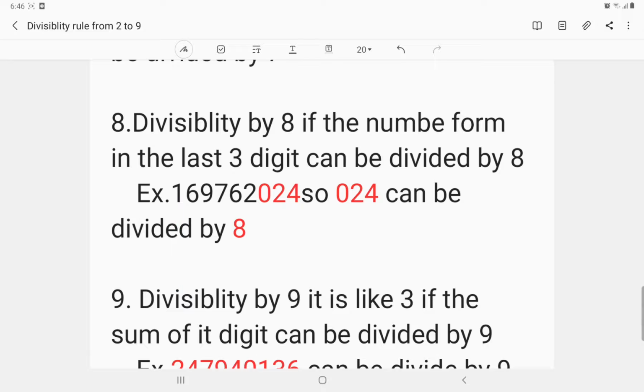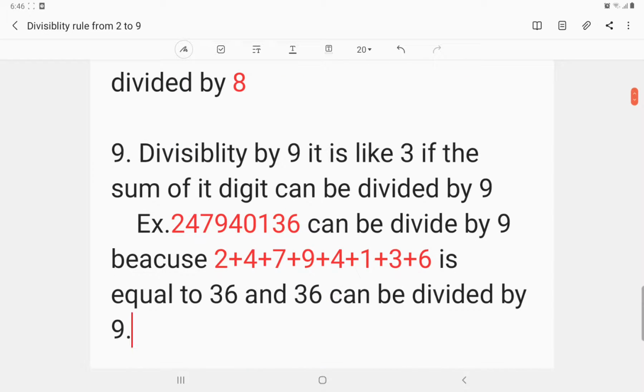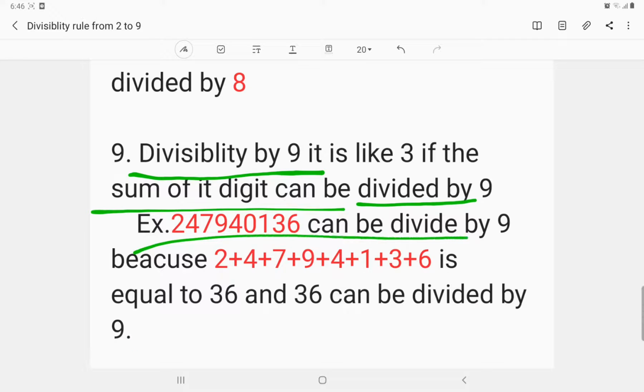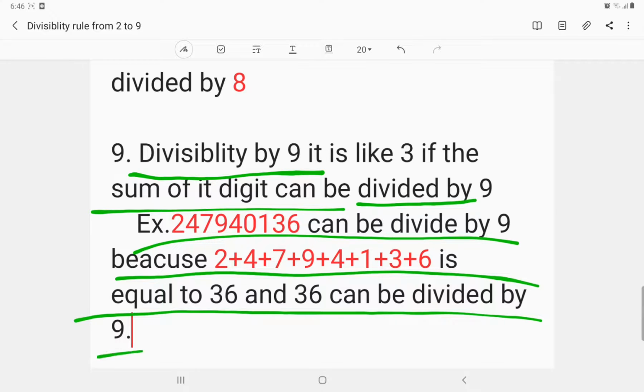Okay, so let's move on to number 9, and that's the last number. Divisibility by 9 is like 3. You take the sum of all the digits, and it can be divided by 9. So this number can be divided by 9 because that plus that plus that is equal to 36, and 36 can be divided by 9.